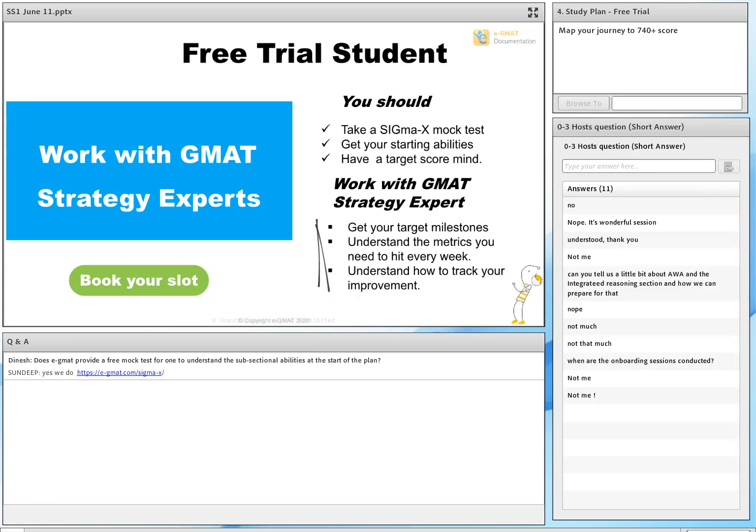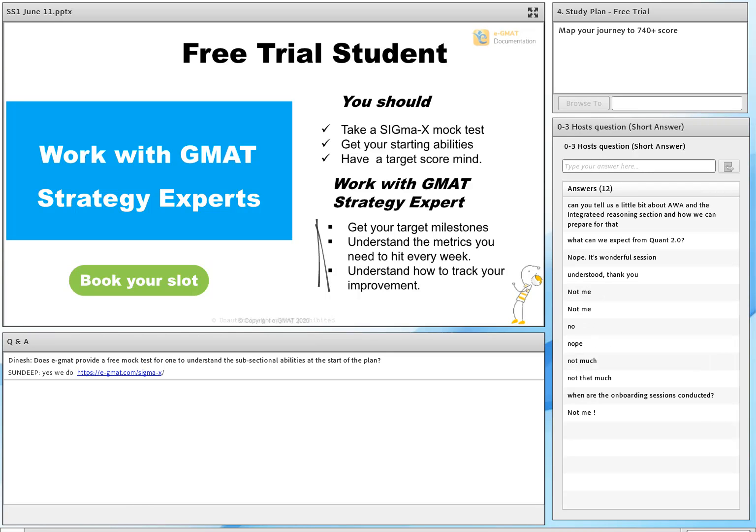Unfortunately, I don't have AWA integrated reasoning covered as a part of this, but if you are an eGMAT student, you have our integrated reasoning course. Once you're done with the quant and verbal course, it should take about 8 hours for you to do that. Especially if you're done with the CR piece and then quant, it's very easy to go through IR. AWA, frankly, is about 2 hours of effort.